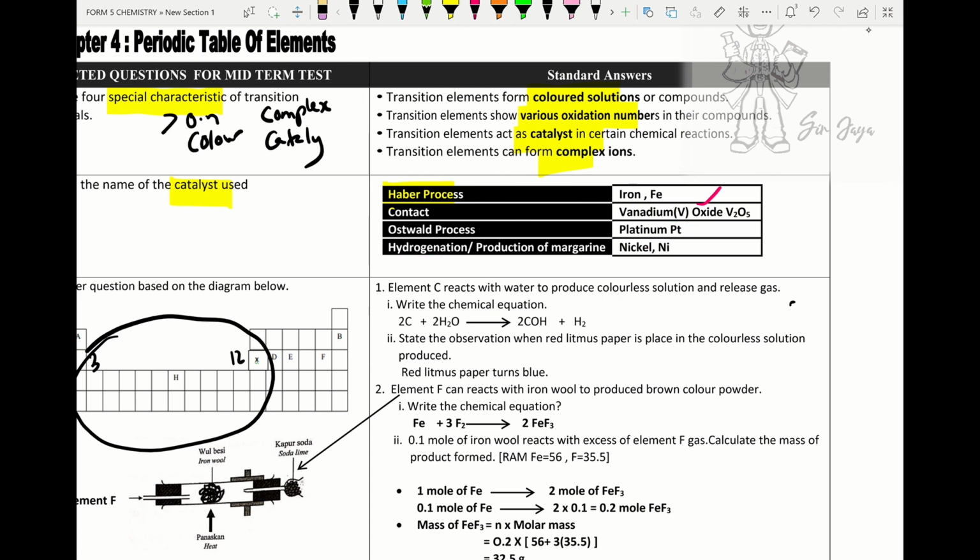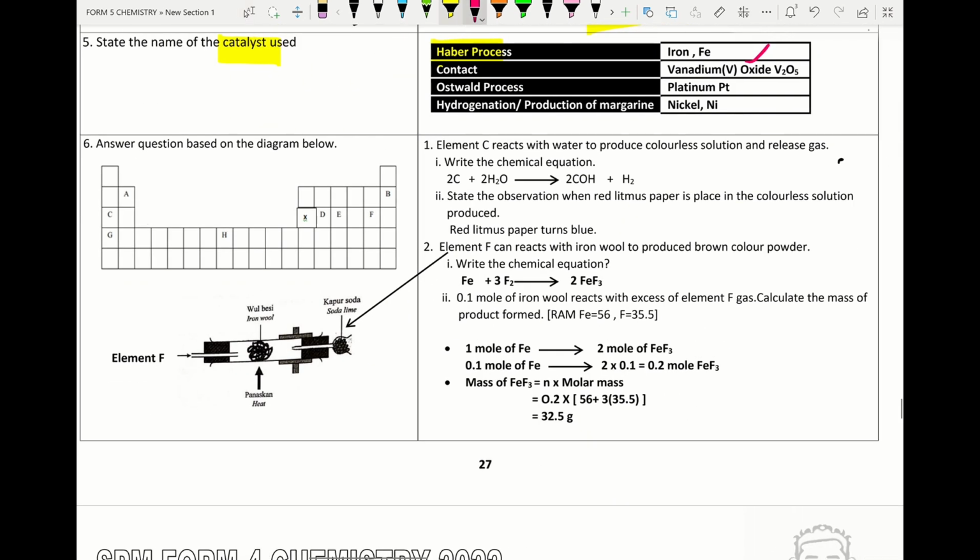All right, so we move on to the next question. Element C. Element C is here. All right, react with water. The symbol of water H2O to produce a colorless solution.